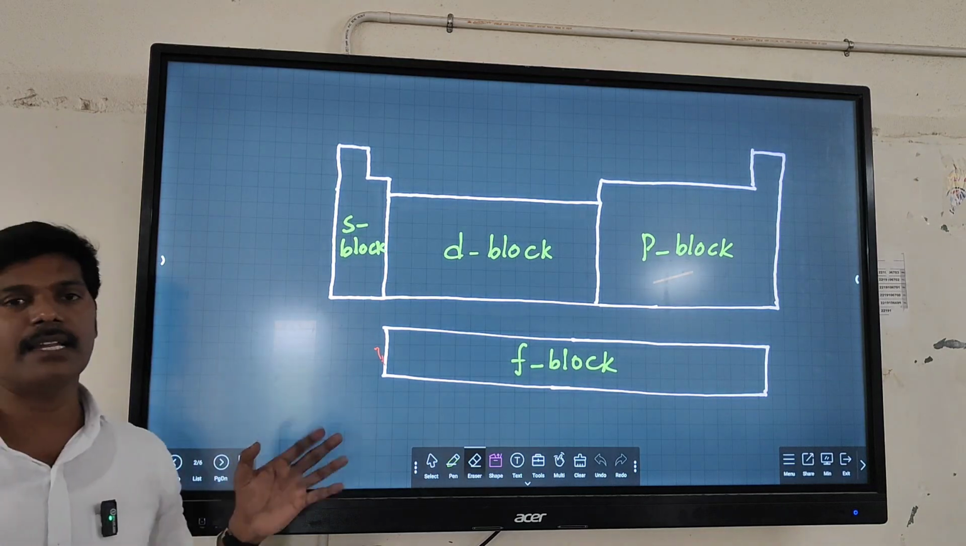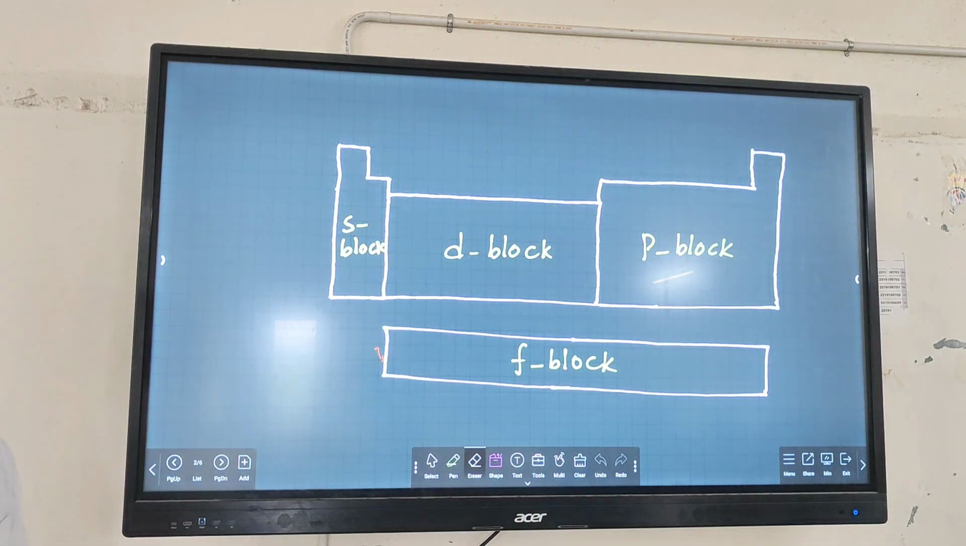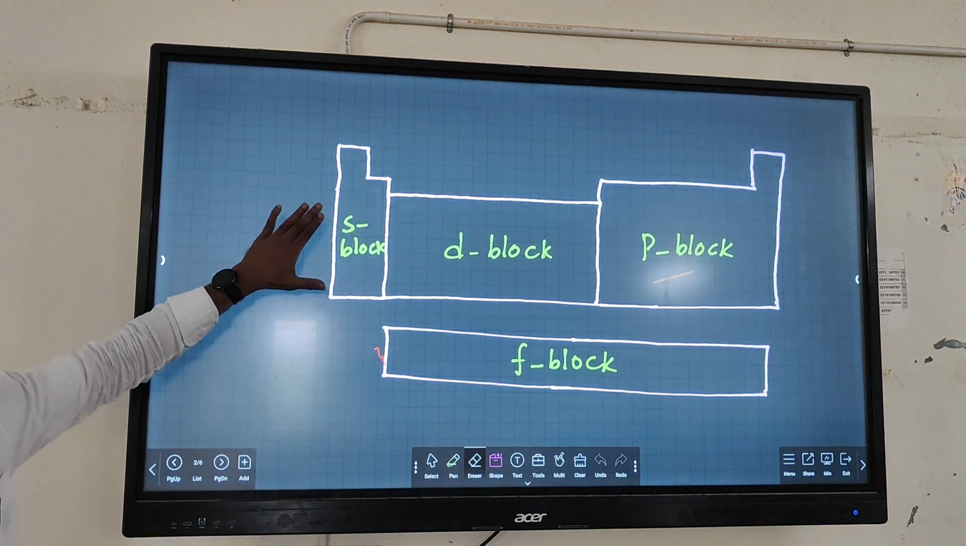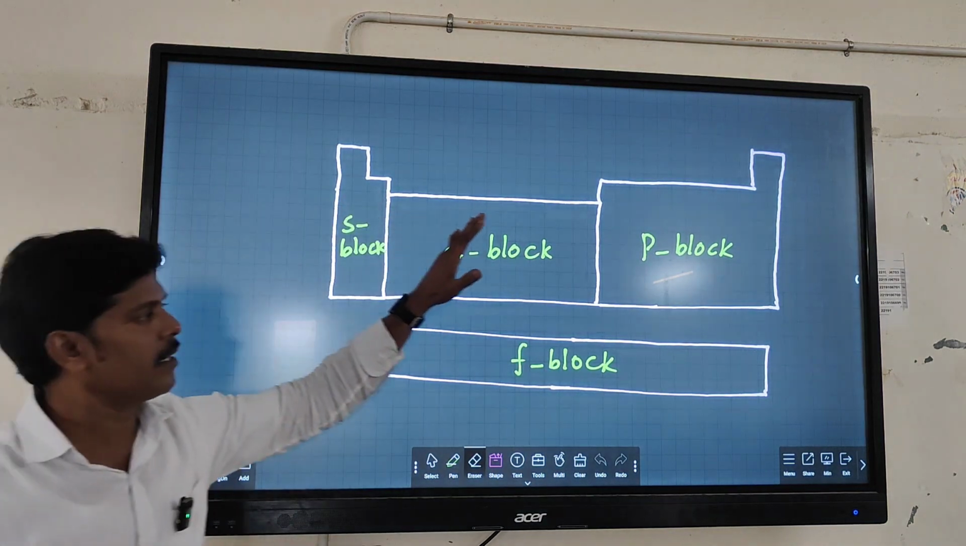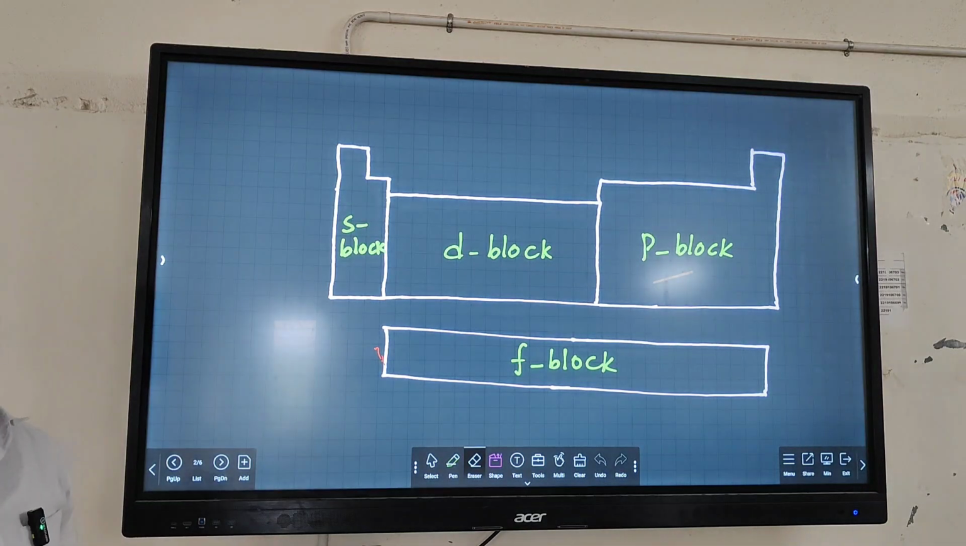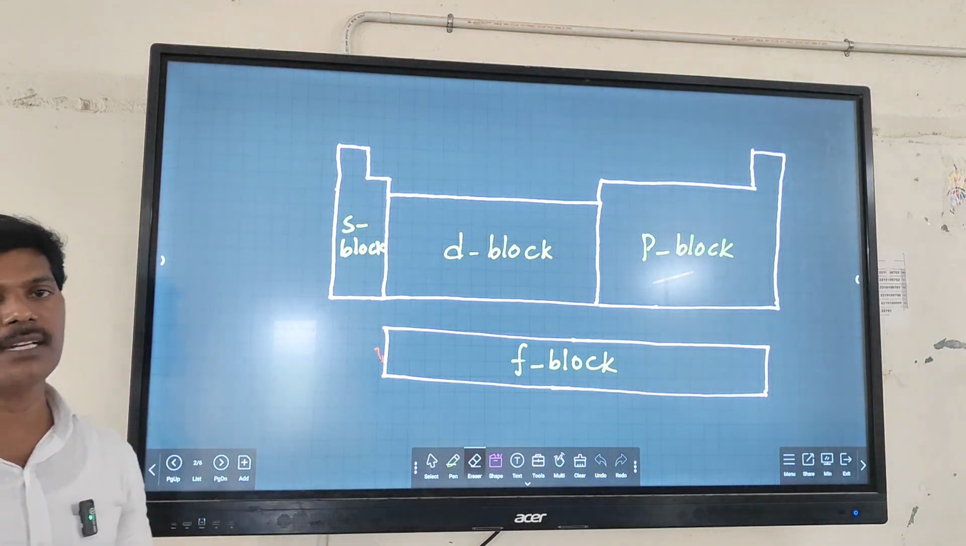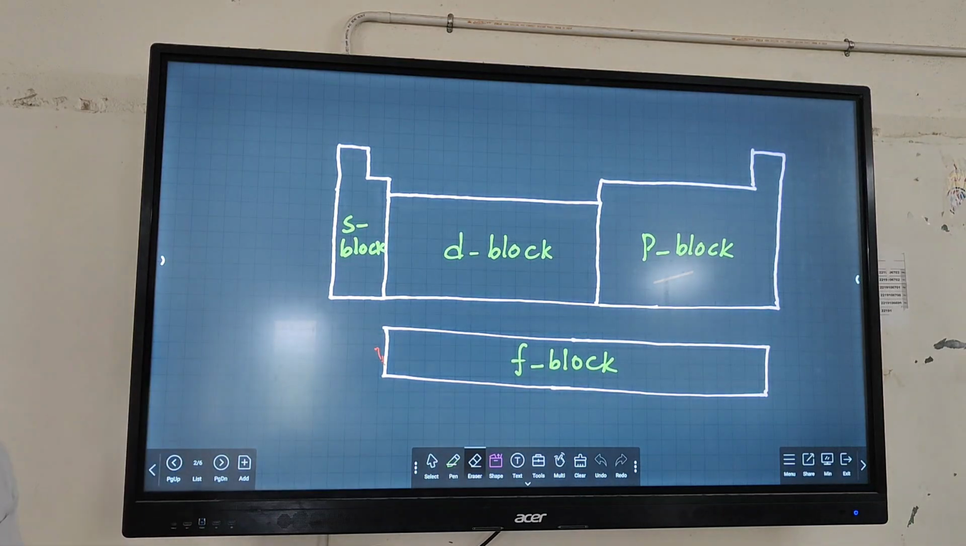This is the outline of the periodic table, showing how the elements are classified into blocks. Here this is S block, 2 groups, and the right side of the periodic table is P block, 6 groups, and at the middle of the periodic table D block, 10 groups, and F block at the bottom.